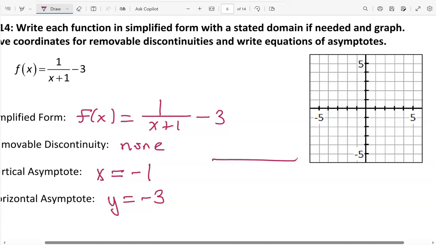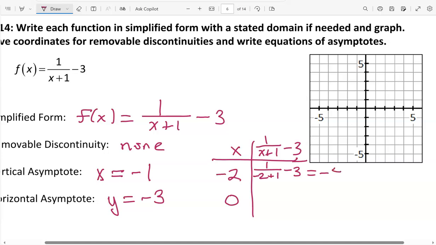So now we can find two extra points to graph here, one on each branch, by replacing x with two values and finding the y values. Now we want to pick values that are on either side of negative 1, so negative 2 and 0 would be ideal. When we replace x with negative 2, y is 1 over negative 2 plus 1, minus 3. That's equal to negative 1 minus 3, or negative 4. When x is 0, 1 over 0 plus 1, minus 3. That's 1 minus 3, or negative 2.